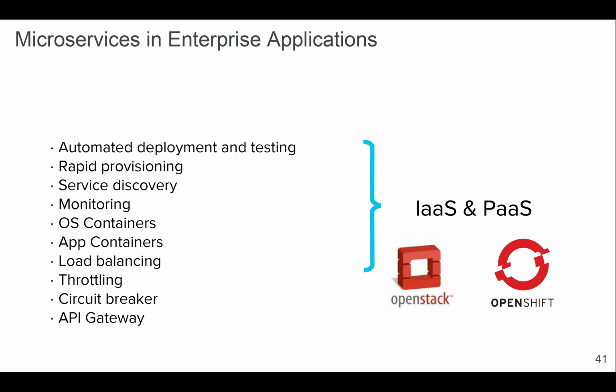Now, with microservices and enterprise applications, you are primarily leveraging the benefits of both infrastructure as a service and platform as a service. So all automated deployment and testing, the ability to discover your service on the go, doing load balancing, throttling, API gateway management, all of these are provided by OpenShift.